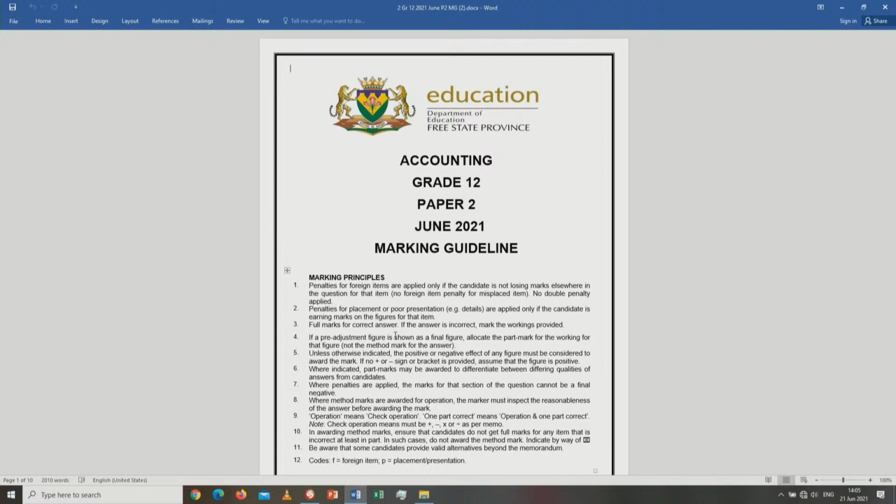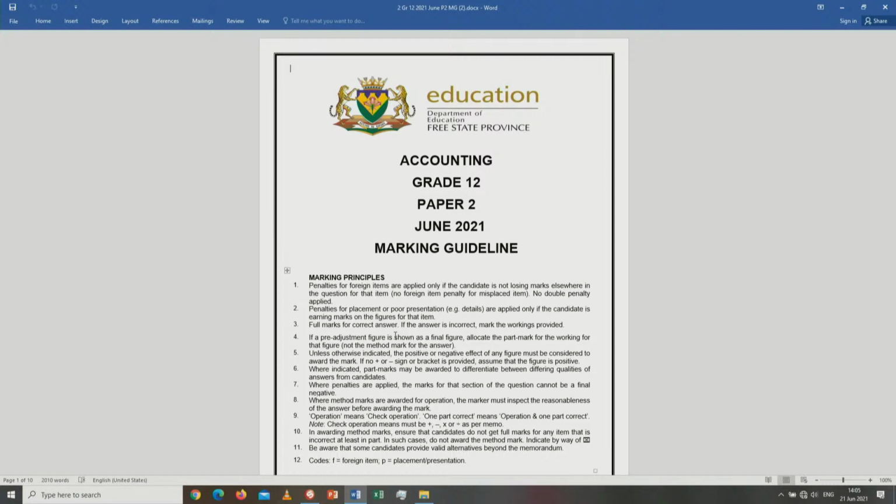Be aware that some candidates provide valid alternatives beyond the memorandum. We will talk about this one. In the theory type of questions, you need to read the theory type of question. You need to make sense of the theory type of questions. During moderation, we sometimes pick up that the answer is not even relevant to the question, but you give the 2 marks there, right? Or it is a good answer and then we don't give the marks. So we must really read the answers of the learners to interrogate that answer.